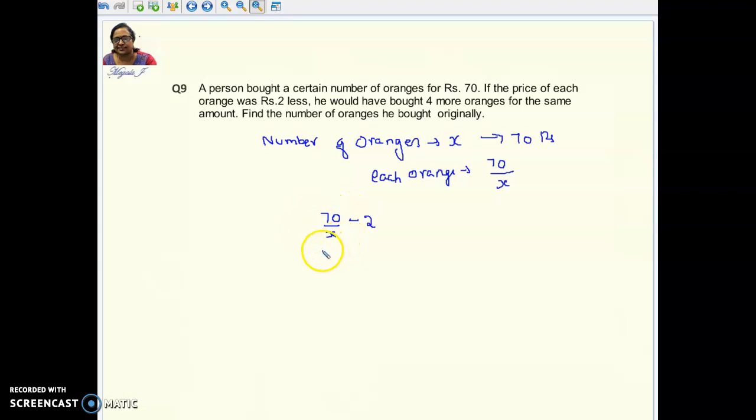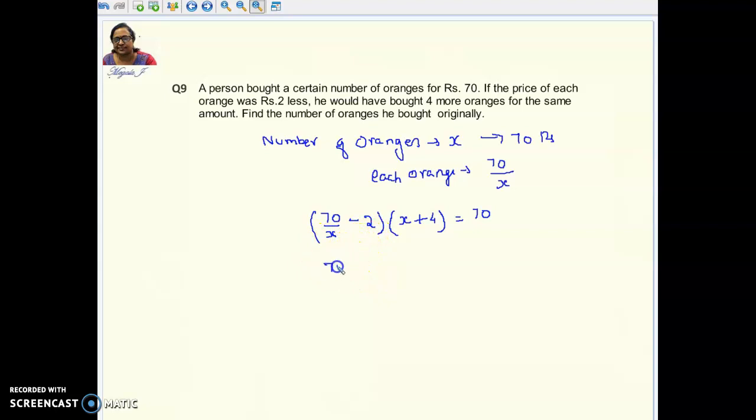You are imagining that if the price of each orange was 2 less, he would have bought how much more? 4 more. So in that case, this will be the price of each orange. He got x, but this time, if the price is less, he is going to buy 4 more for the same amount, right? So what is the amount here? The amount is nothing but 70. That's it. So now you are going to solve this using this.